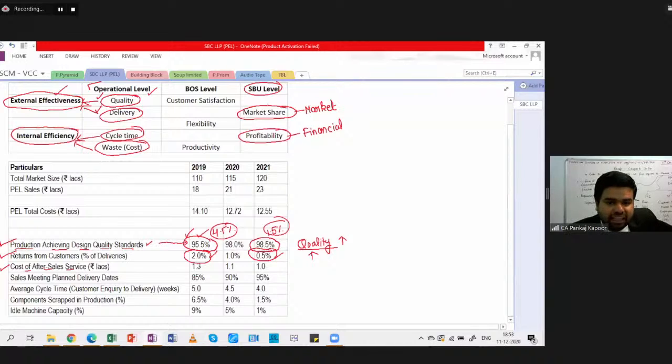How much cost do you need to incur to let the customer understand the features of the product? Although one can argue, sir, after sale services are needed only when the quality of the product is not good, that is fine. But in practice, after sale services are nothing but part of the delivery of the product.